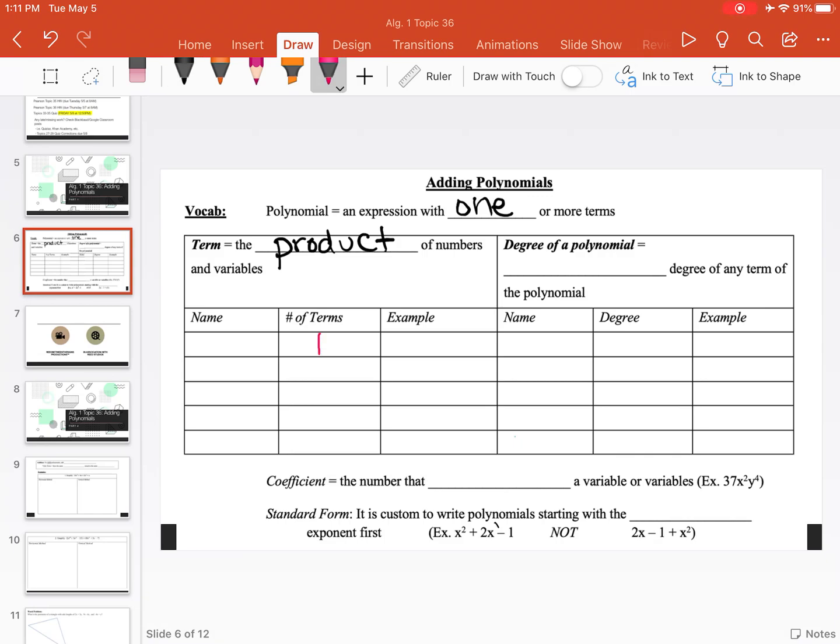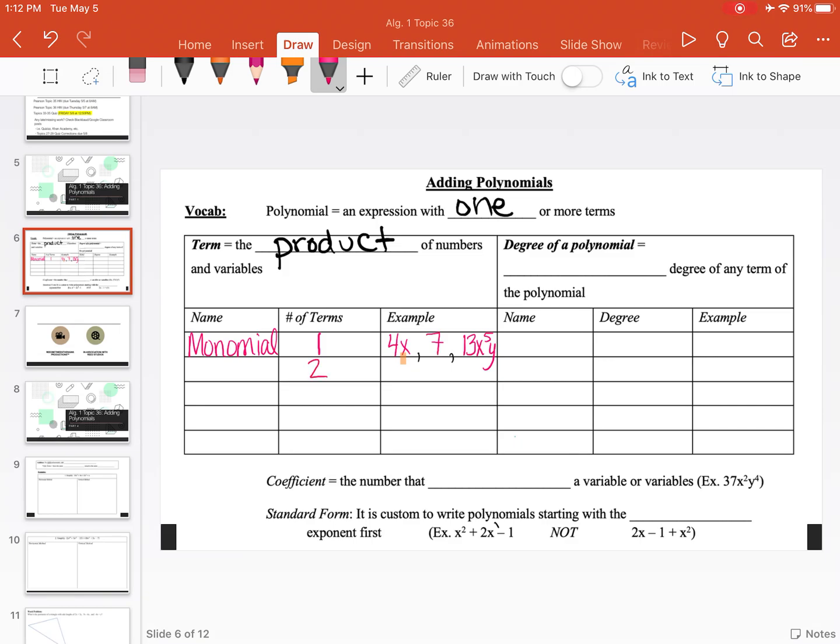Polynomials with one term are called a monomial. An example of a monomial could be something like 4x, or maybe something like 7, or even something like 13x to the 5th y. Each of these three examples is an example of a monomial. There is one term there.